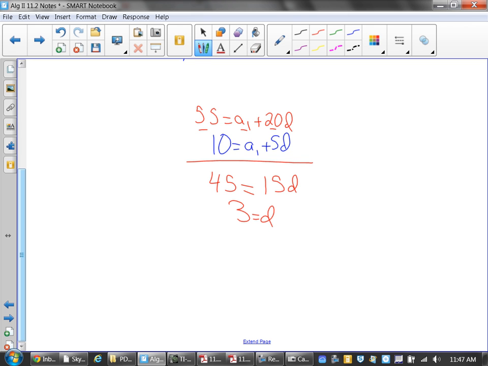Now, can I use that to figure out what the first term is? I can take that right here. I get 10 is my first term plus 5 times 3. What's your first term? 5. Very good. Now can we finally write the nth rule?